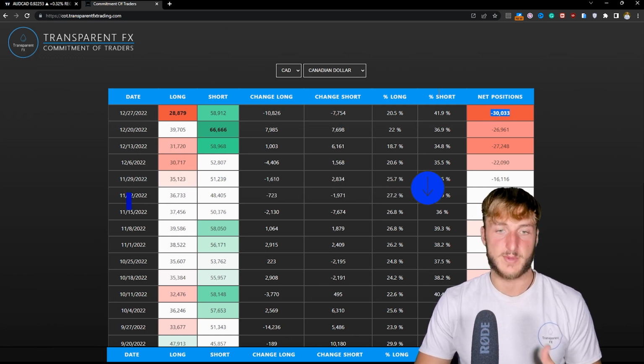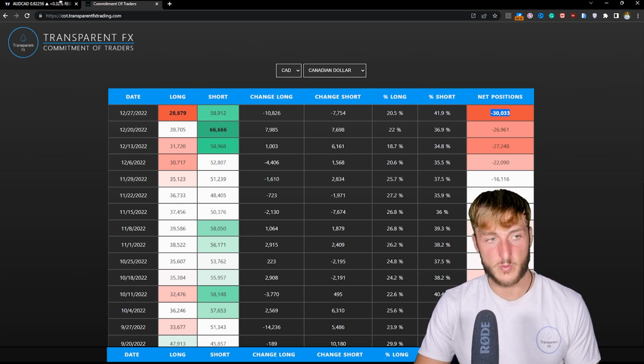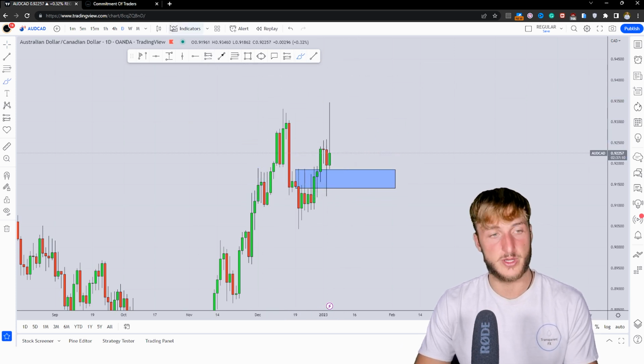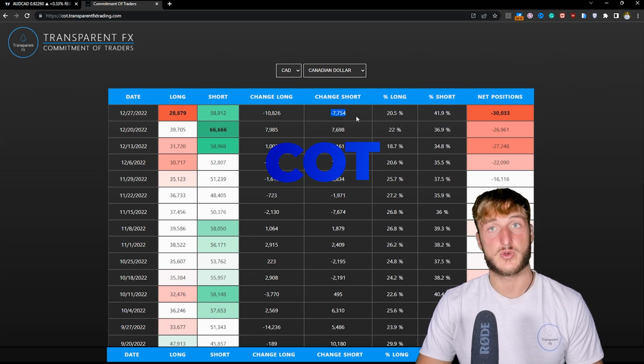So overall, it's quite important to say that the CAD at the moment is still weak, and until the CAD remains weak, AUD CAD will easily continue higher. However, also here, important to point out that with the last report, we do not see shorts added anymore.